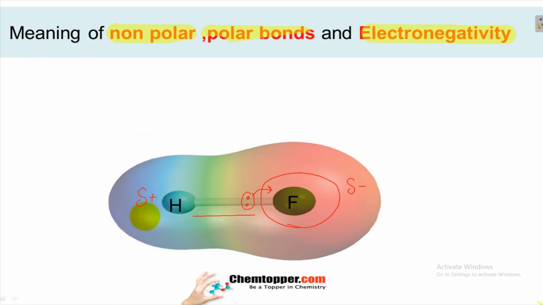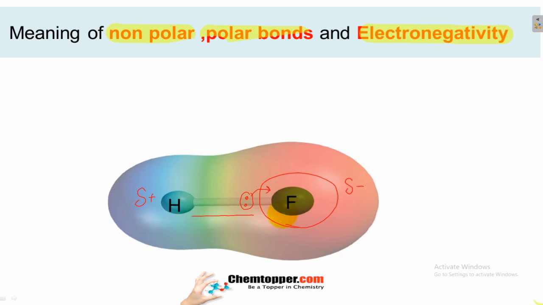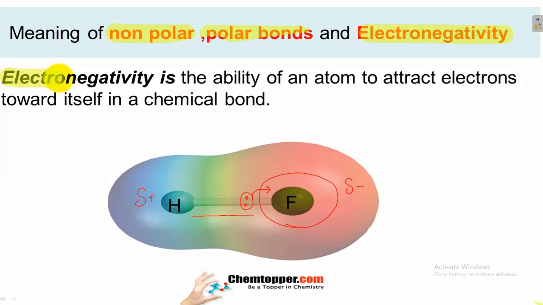This tendency of fluorine to pull the shared pair of electrons on itself in a chemical bond is called electronegativity. So what is electronegativity? It is the ability or the tendency of an atom to attract shared electron pairs on itself in a chemical bond. In this example, fluorine is more electronegative than hydrogen.